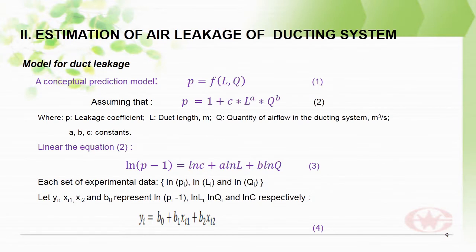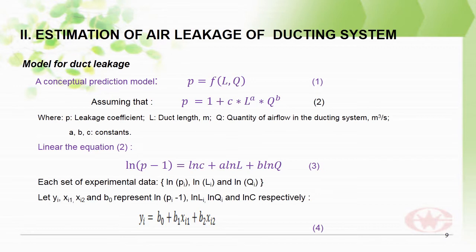Estimation of leakage of the ducting system. Model of duct leakage: a conceptual prediction model is presented by equation 1. Assuming that the leakage coefficient in the ductwork can be described by equation 2, where P is leakage coefficient, L is duct length, Q is quantity of airflow in the ducting system, and A, B, C are constants.